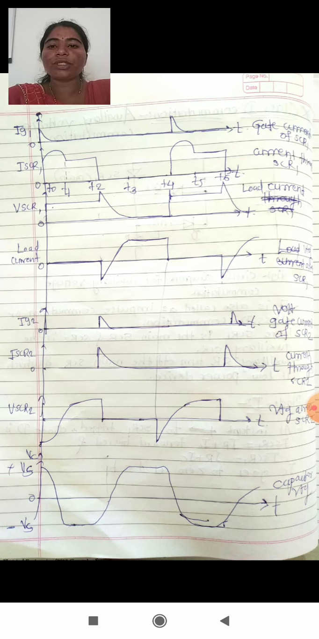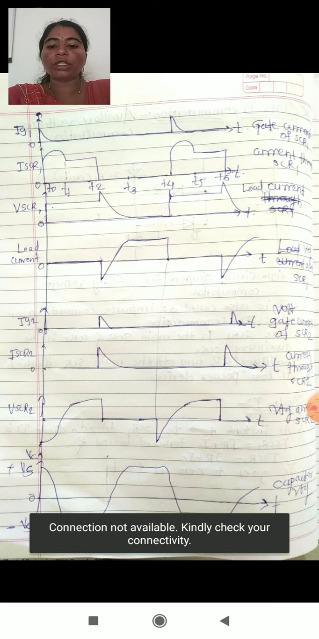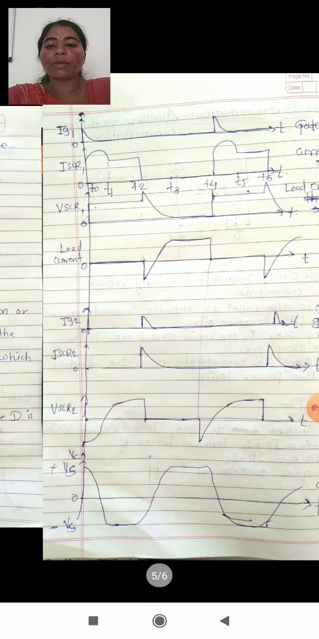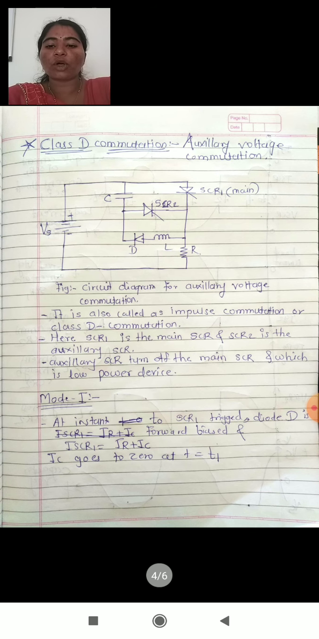Now IG2 is the gate pulse provided to this SCR2. ISCR2 is nothing but the current flowing through SCR2. VSCR2 is the voltage across SCR2, and the last one is the capacitor voltage. Now see its working principle. In mode 1, what happens?